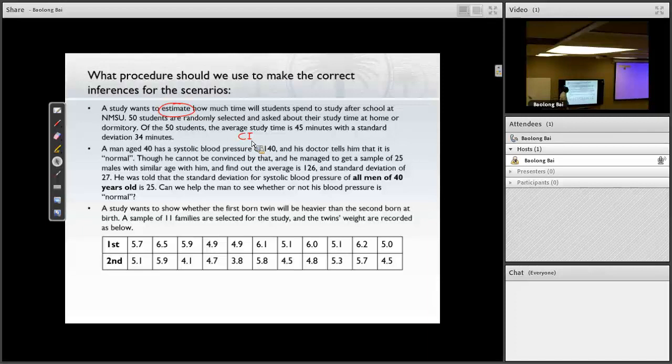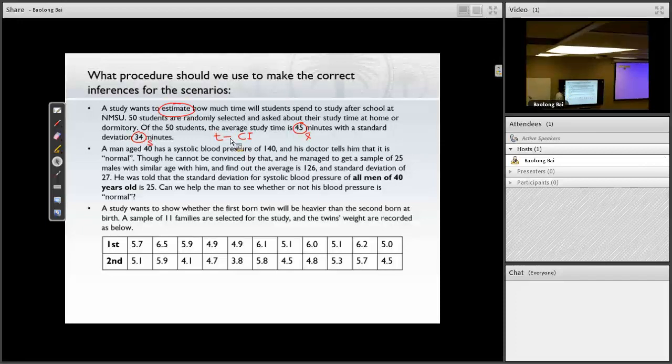Then you look at it, is sigma given? The average study time of the 50 students, that's x bar, right? Standard deviation 34, this is the standard deviation of the 50 students as well, right? That's s, right? So nowhere is sigma given, then this should be a t confidence interval, right? Because sigma is unknown. And then you follow the process after.